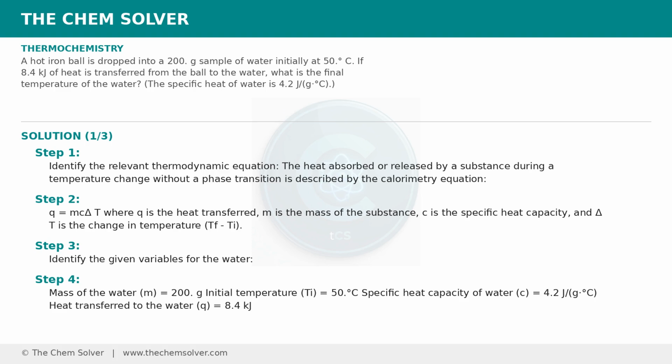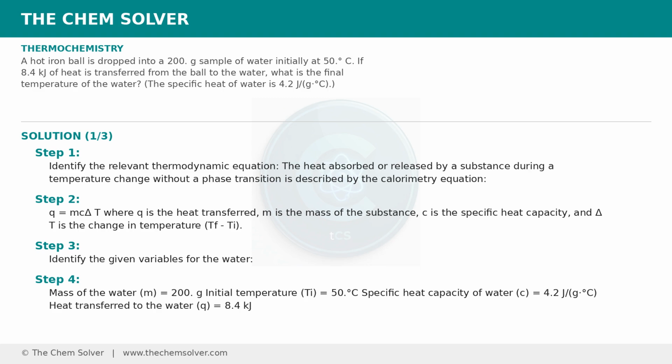Identify the relevant thermodynamic equation. The heat absorbed or released by a substance during a temperature change without a phase transition is described by the calorimetry equation. Q equals mc delta T, where Q is the heat transferred, m is the mass of the substance, c is the specific heat capacity, and delta T is the change in temperature, Tf minus Ti.